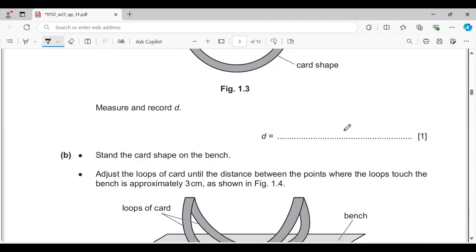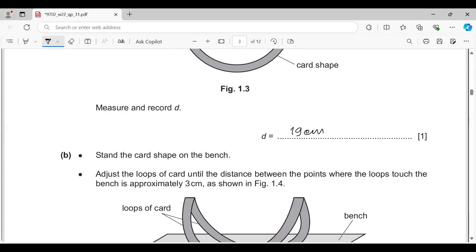Measure and record D. I have measured and recorded D based on my experiment, and for me it is 19 centimeters. Maybe if you measure in your experiment, you can get 20 centimeters, or 18 centimeters, or 18.5, or 19.5, based on your experiment.